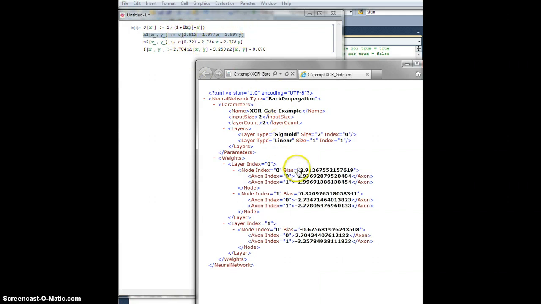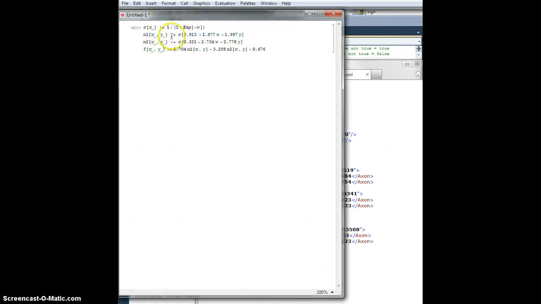The expression on the inside is 2.913, okay, so I rounded the bias, plus negative 1.977 times the first input minus 1.997 times the second input. Okay, so what I did is I took this XML, these values, which are the network, and I translated them into some functions here. So that's the output from node 1, that's the output from node 2 right here, and then this is all of them being put together for the one node in the output layer.